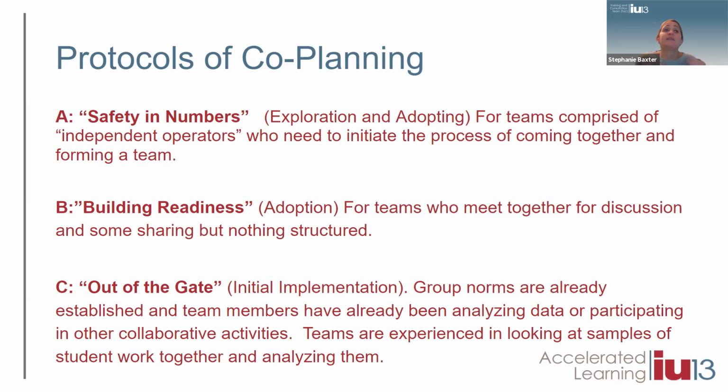And then there's that out of the gate. That's going to be that initial implementation. This kind of reminded me, when I was creating this training, a little bit of what I'm doing for a PLC. You establish the norms. So we've got these group norms within our co-planning team. And this isn't just partners, it could be 5, 6 people. They're already established. Team members have already been working together, looking at the data. They've been participating and collaborating for a while now. So this is a team that's in the phase where they're already looking at samples of student data and work, and they're doing the analysis of that and determining how to take the instruction from there.